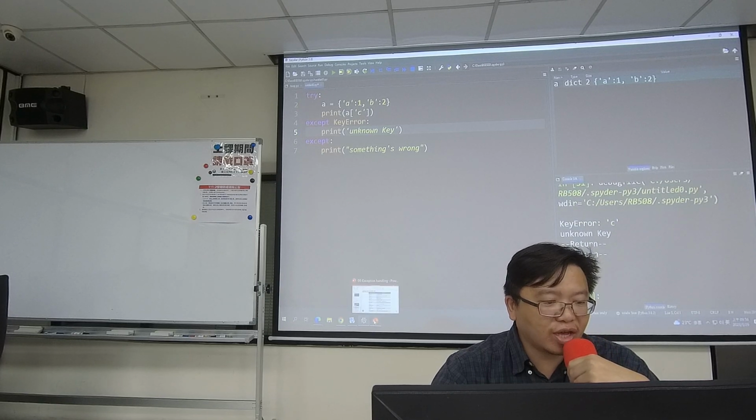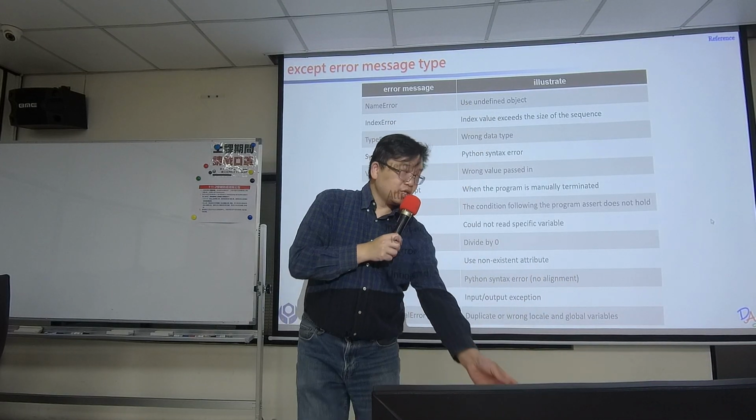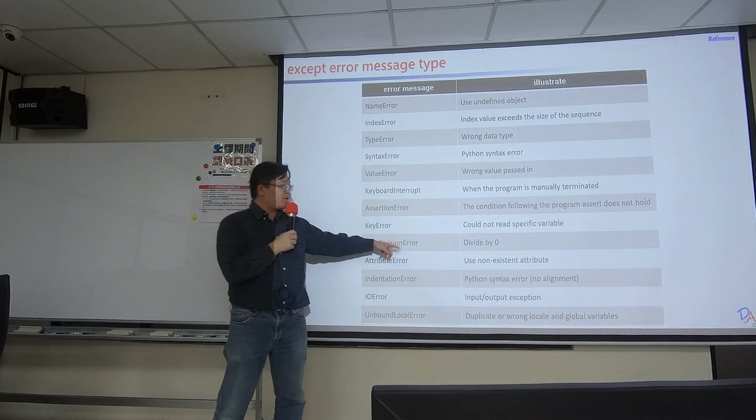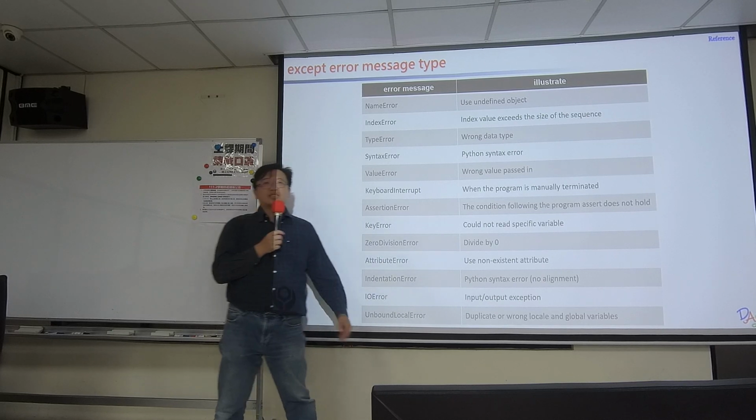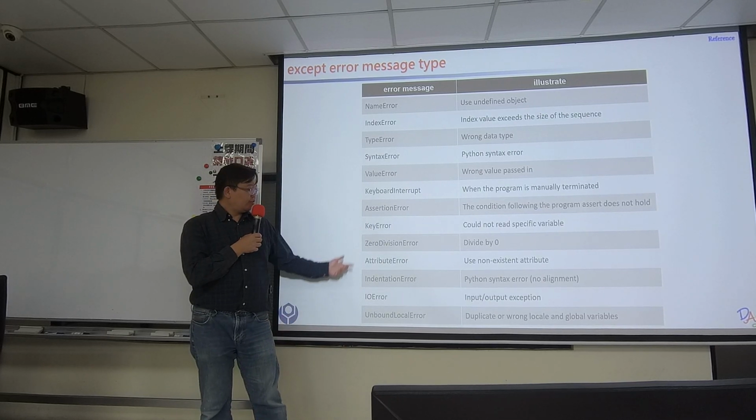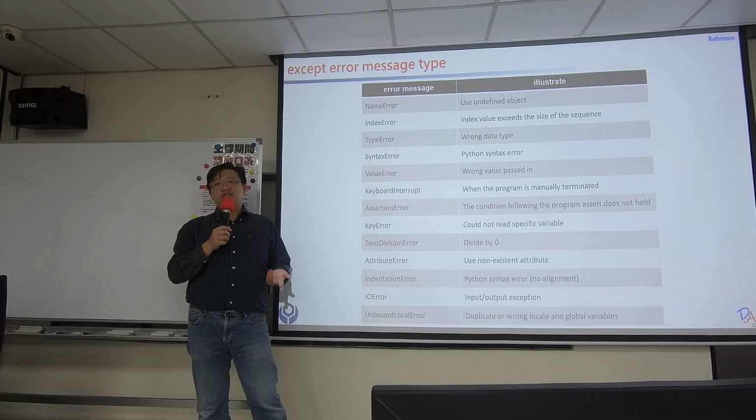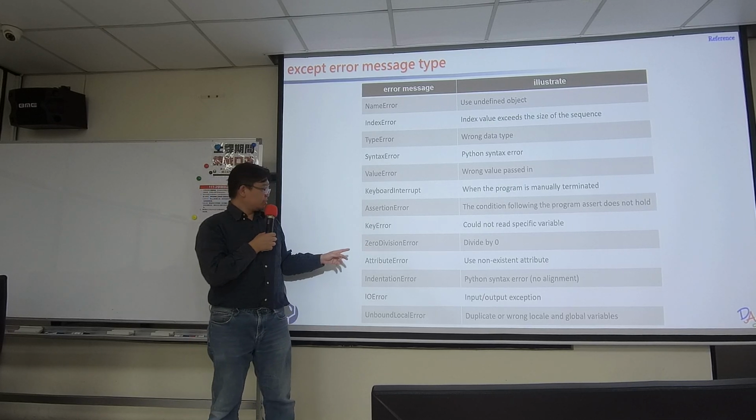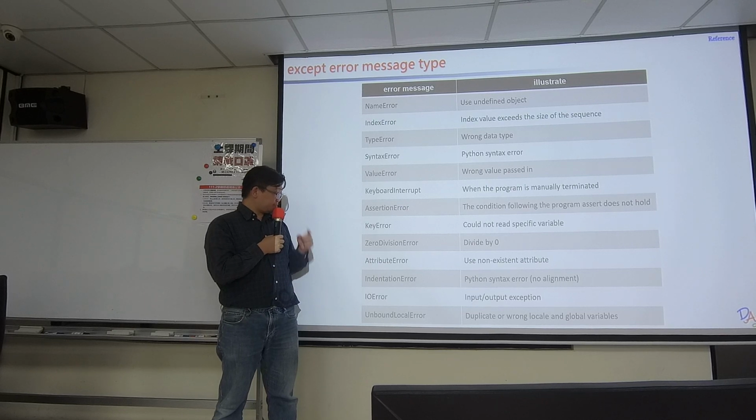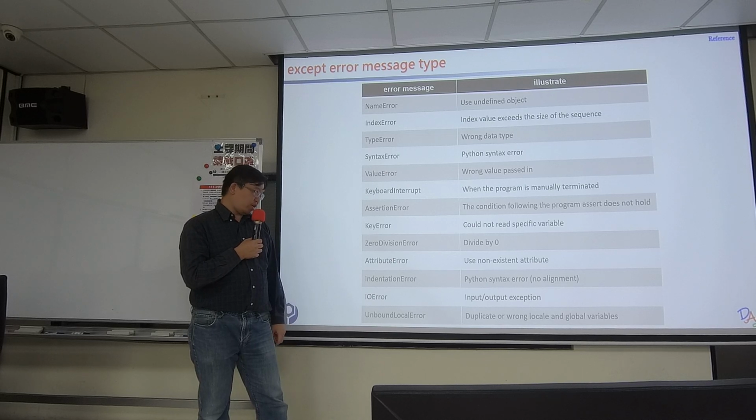So let's go back to the PowerPoint. We have something else. Zero division error. Basically, you are doing some math and you divide something by 0. If you divide something by 0, mathematically, it cannot be calculated, especially for computers, because the result is infinity. So it's an error for computers. Attribute error. Right now we didn't talk about attributes, so maybe we skip.